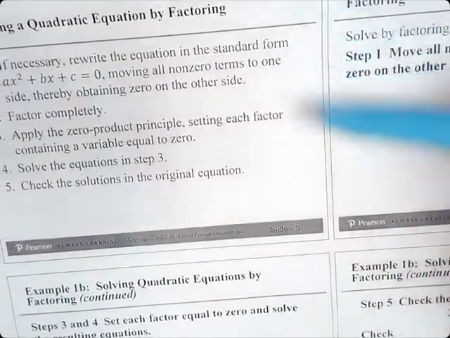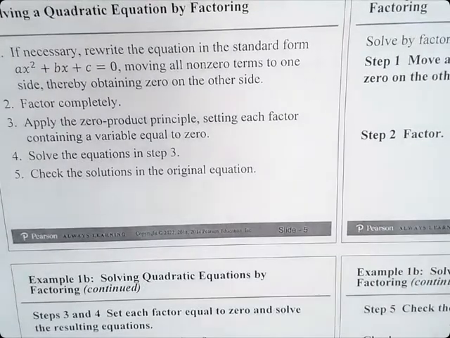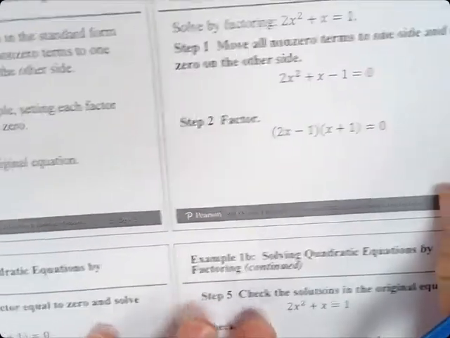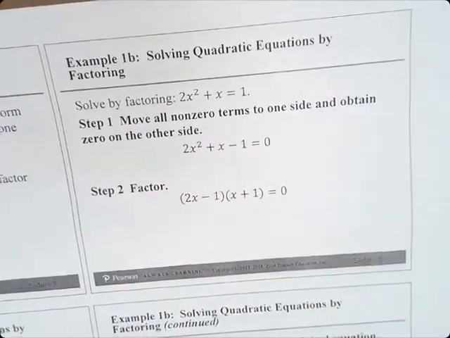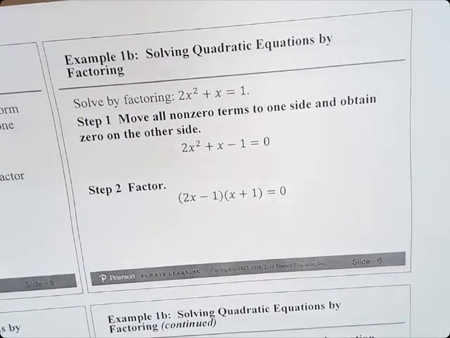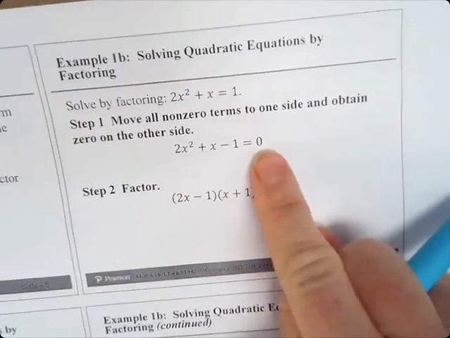So we are solving by factoring. The first thing we'll need to do is factor completely, and then set each factor equal to 0, and then solve the equations and check your solutions. Example 1b is actually worked out for us, so we'll just go through it pretty quick. Here is what we're solving.